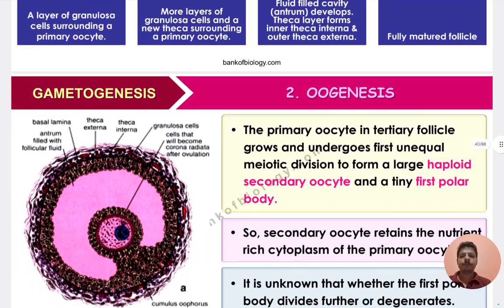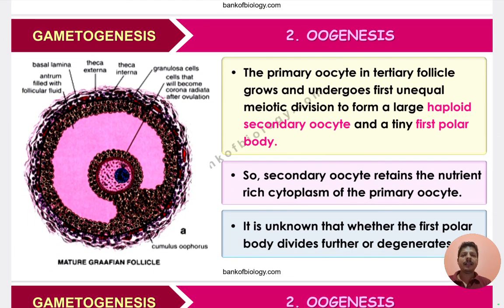Next, the primary oocyte in the tertiary follicle grows and undergoes the first unequal meiotic division to form a large haploid secondary oocyte and a tiny first polar body. Unequal, it is given, to form a large haploid secondary oocyte and a tiny first polar body. So the secondary oocyte retains the nutrient-rich cytoplasm of the primary oocyte. It is unknown whether the first polar body divides further or degenerates.